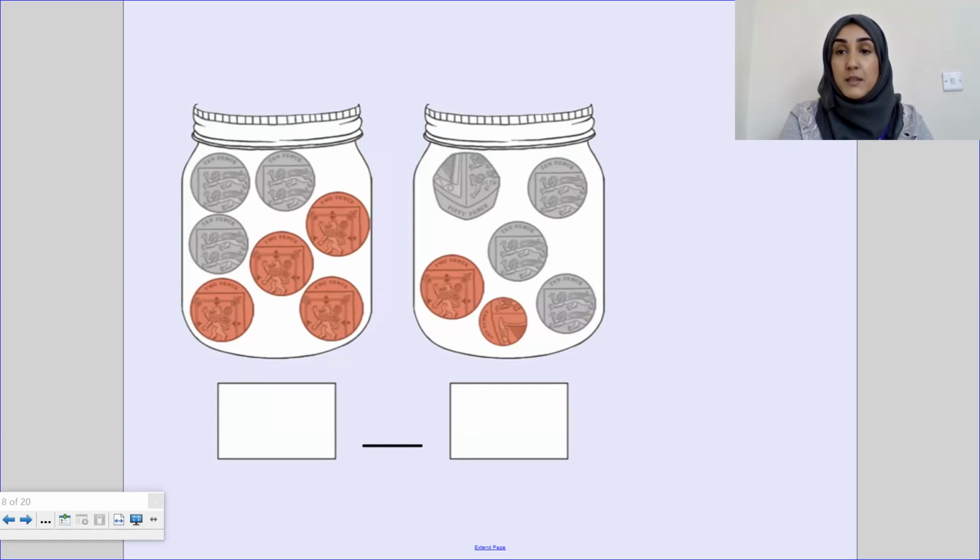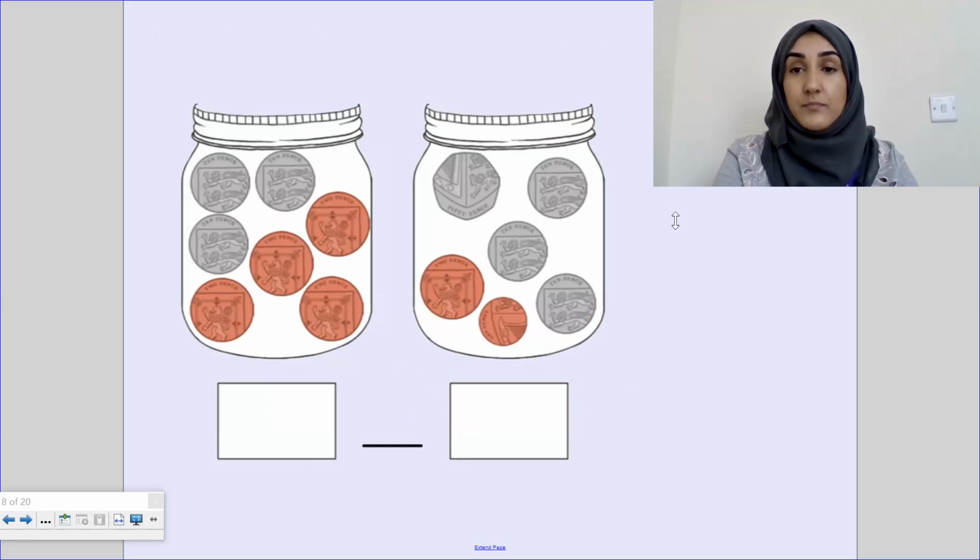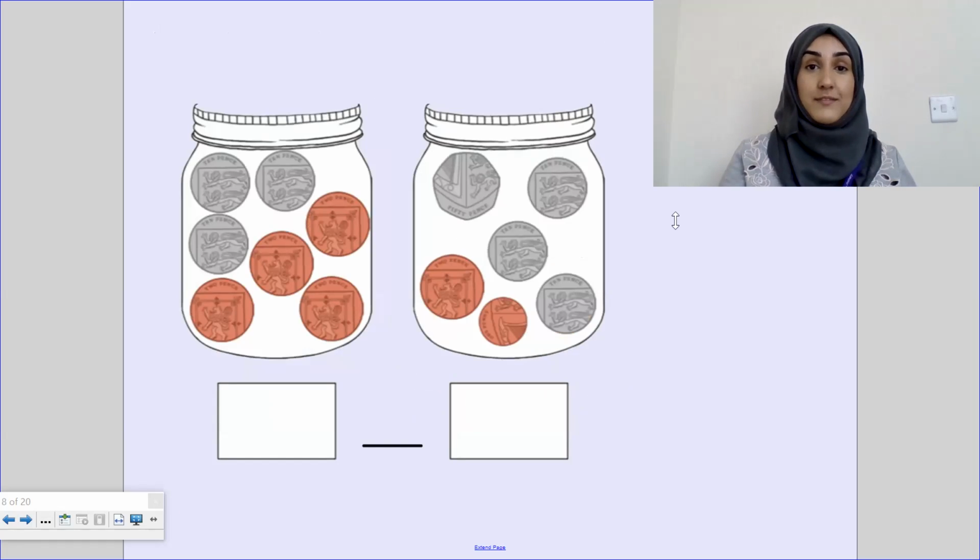Let's move my face up a bit this way. Let's make it a bit bigger. There we go. Okay, now count the values in each jar. Off you go.